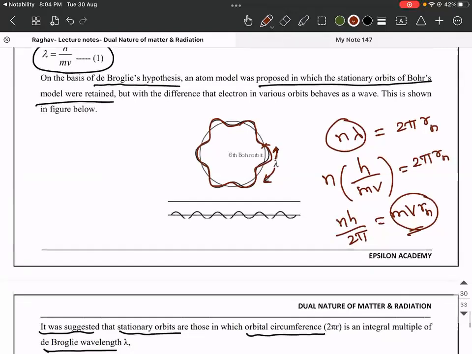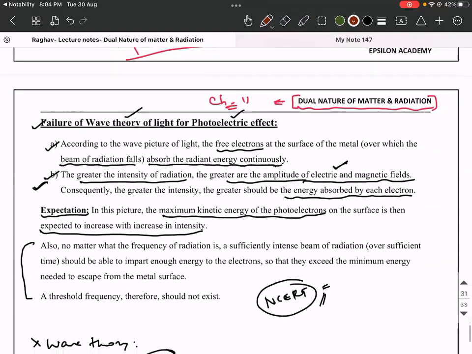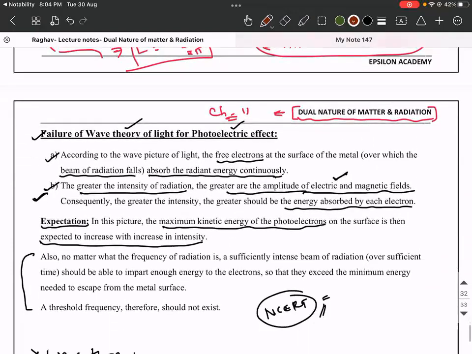Did you understand the equation? So L is equal to nh by 2 pi, and that's it. And the last point is the failure of wave theory: why did wave theory fail for the photoelectric effect? This is an often asked question. From an exam perspective, it's a 3-mark question.